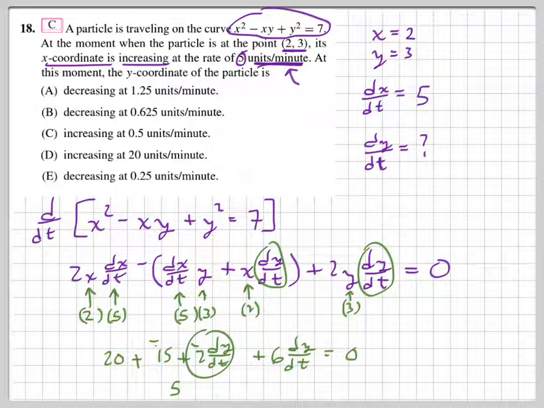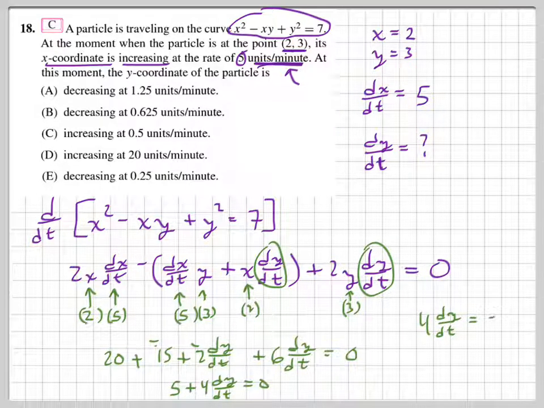Now I'm going to combine our dy dt's right here. We have negative 2 and 6, so that makes 4 dy dt. I'm going to move the 5 to the other side, so we get 4 dy dt equals negative 5. Now I'm going to divide both sides by 4. dy dt equals negative 5 over 4, and that should be our answer. Oh, they did decimals again. So this is going to be negative 1 and 1/4, so that's negative 1.25, or decreasing. It throws up the increasing ones. That means we've got A as our answer.